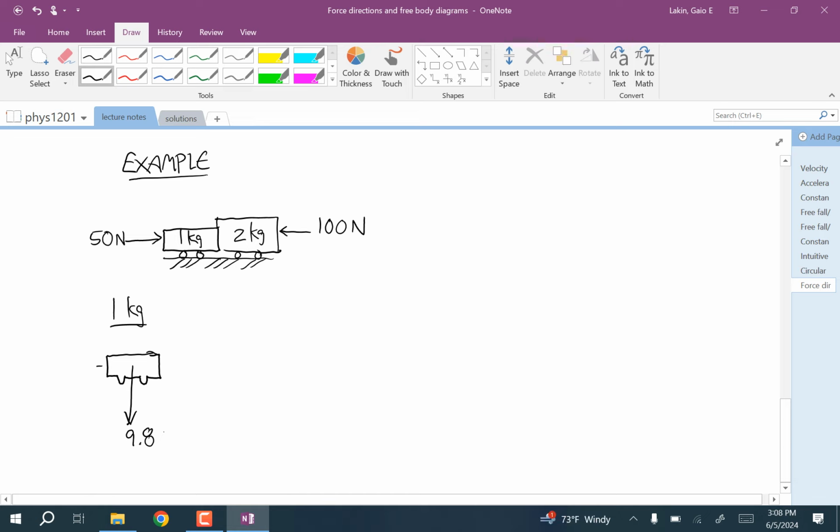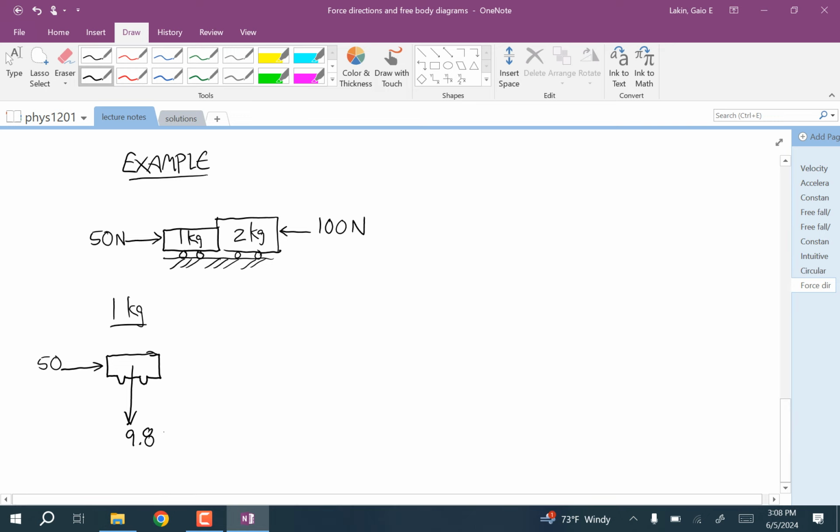There's a 50 Newton force here. And then there are two places where the surroundings are pushing on this 1 kilogram body. The ground is pushing up on it. That's what prevents this from falling into the surface. And the 2 kilogram cart is pushing on it. And so we're going to follow the rules of directions for these two things.